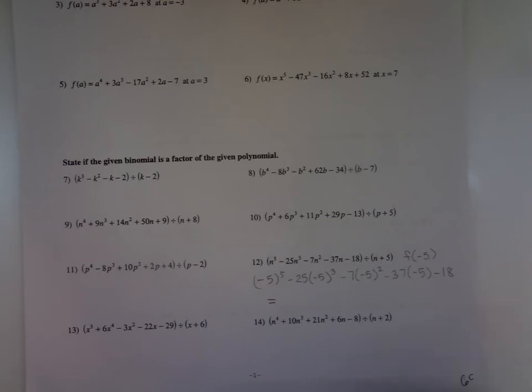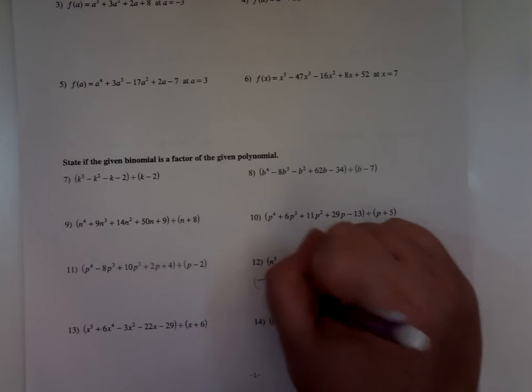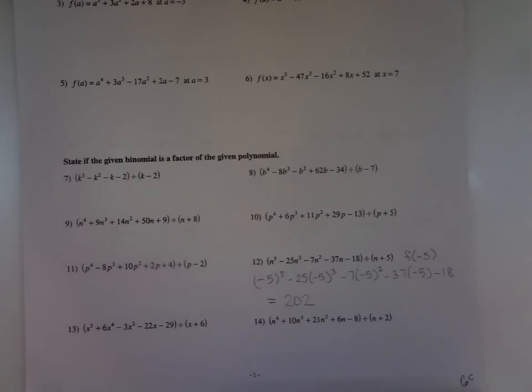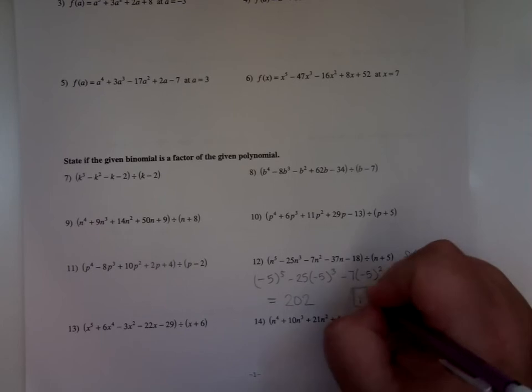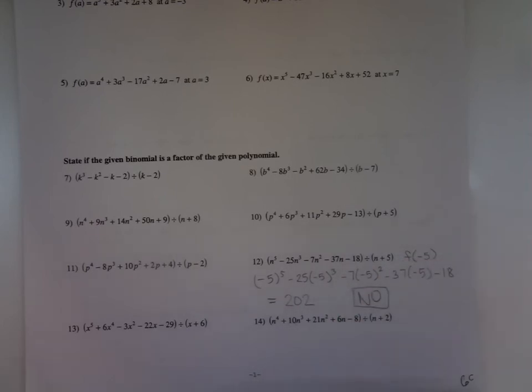Okay, and my calculator gives me an answer of 202 if I typed in everything correctly. So that means that our answer is no. Since our remainder is not 0, n plus 5 is not a factor of that polynomial.